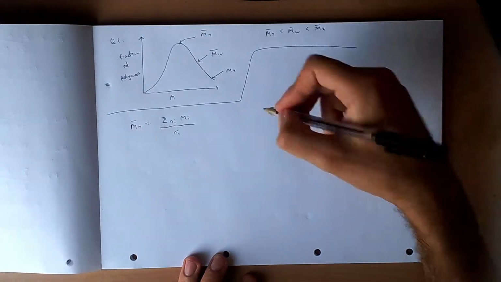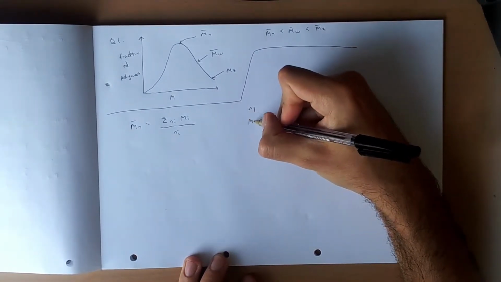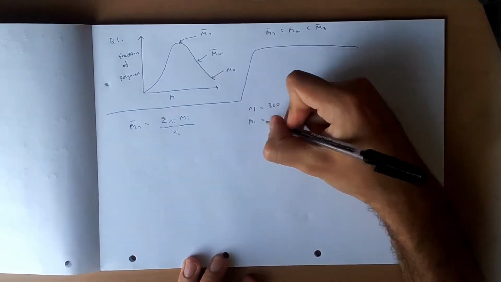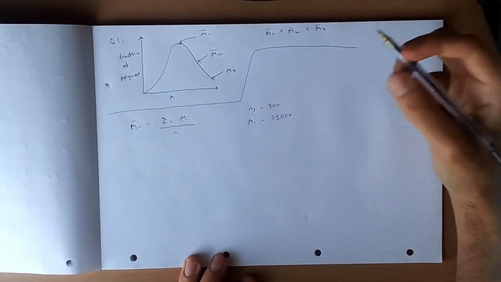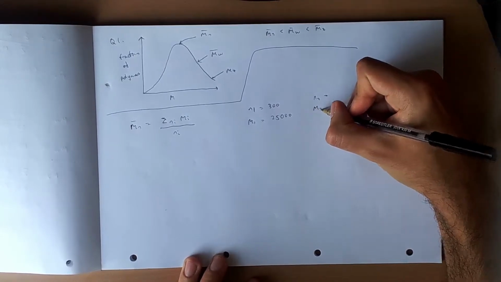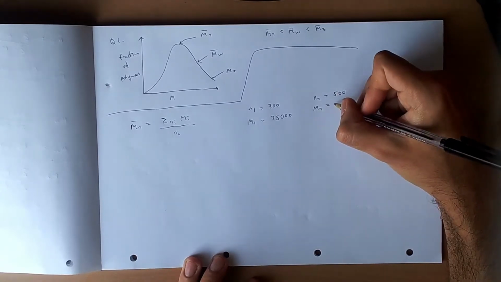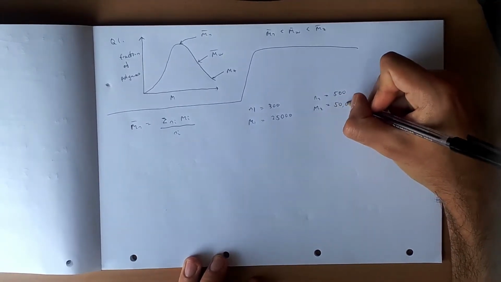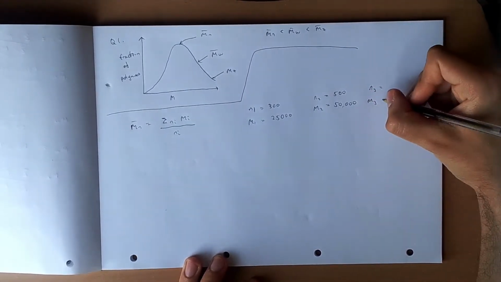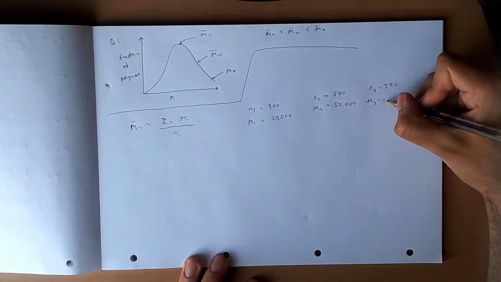So if we think about that, it will be N1 and M1, and that will equal 300 for N1, the number of molecules, and 25,000, the molar mass of that particular polymer. And again for N2 and M2, this is 500 molecules and a molar mass of 50,000. And then again for N3 and M3, these are 250 and 100,000 respectively.